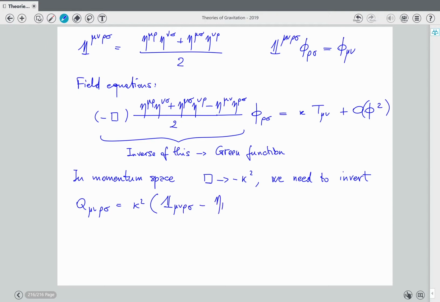And that is easy, remembering that this is the identity, because the inverse is equal to the same thing. Yes. So, inverse, we call the inverse P, and that is equal to 1 over k squared times the same object, in parentheses.